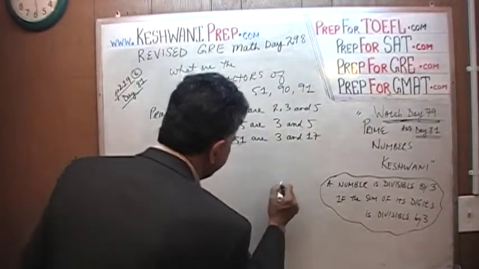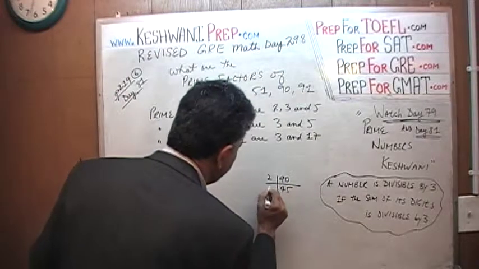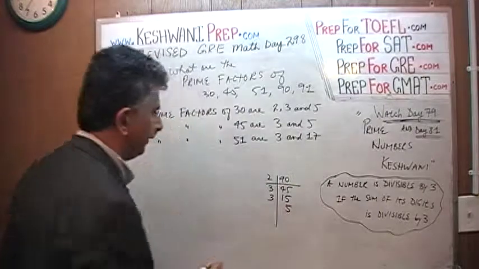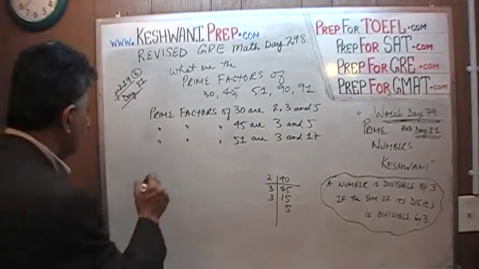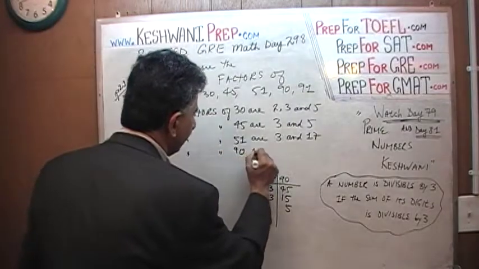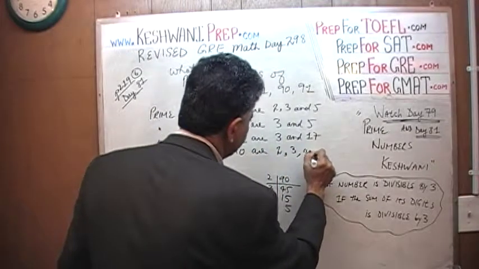90. 45, 3, 1 and 5, 3 and 5. There you go. Therefore, prime factors of 90 are 2, 3 and 5.